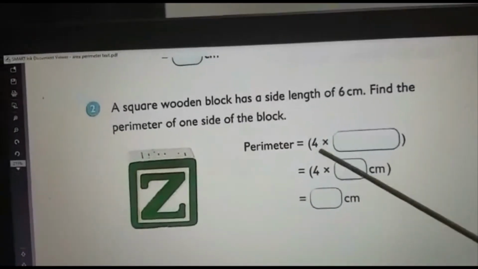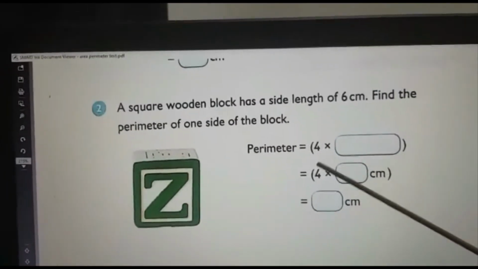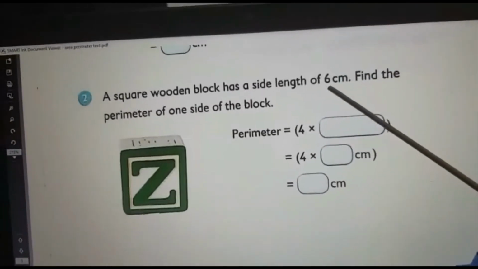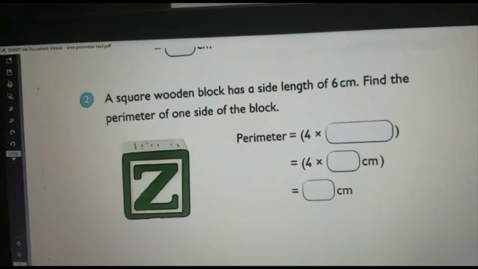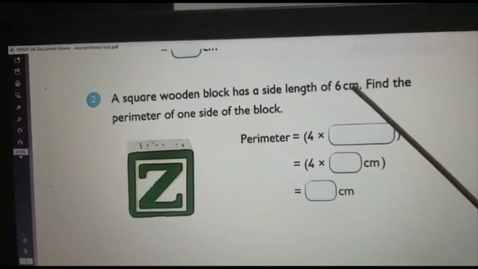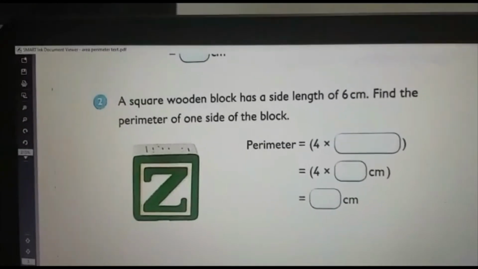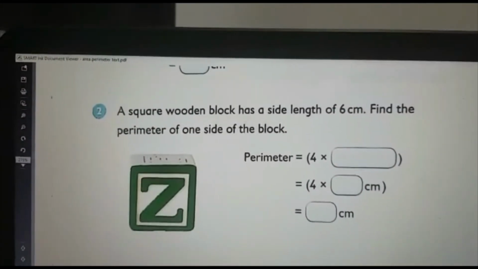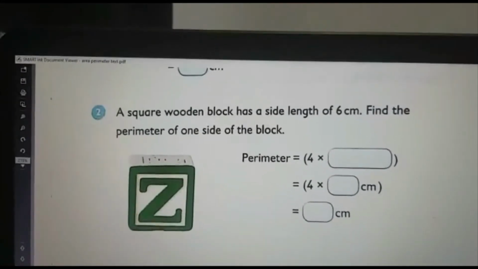We know it is 4 times side or 4 multiply side. So what is the side here? It is 6 centimeter. So what is 4 multiply 6? It is 24 centimeters. Why? Because here the length is in centimeters. Is it clear for you? Like this you need to go through this and you need to first make it thorough. Then you can do the homework. First you practice these sums.